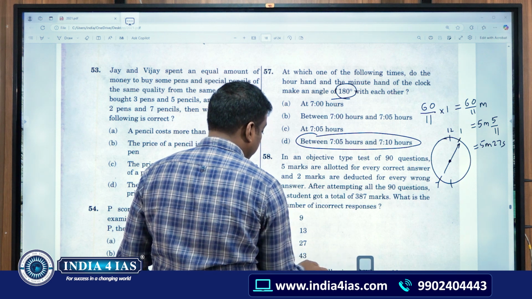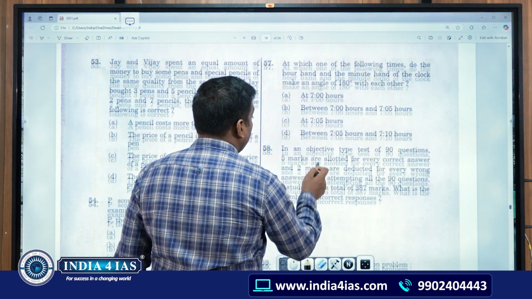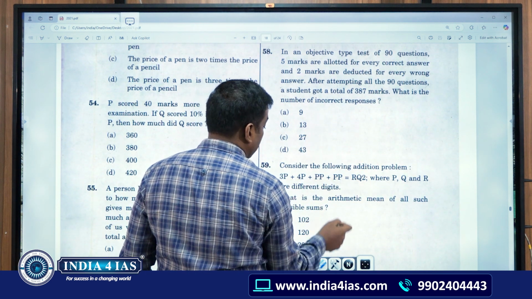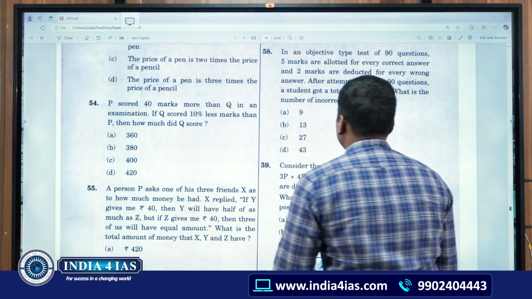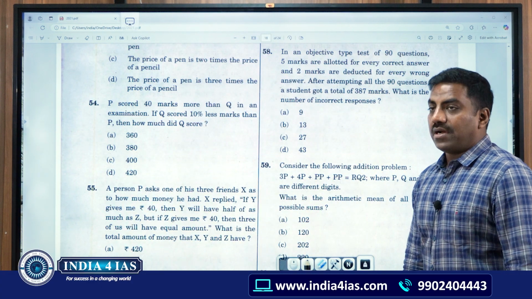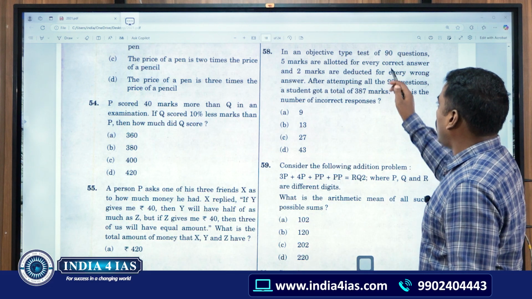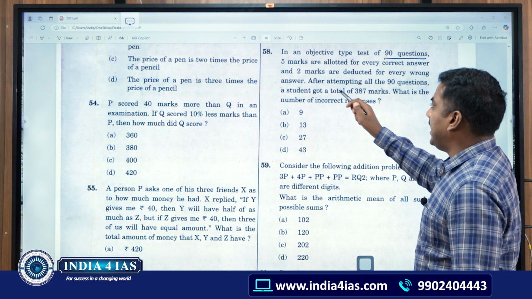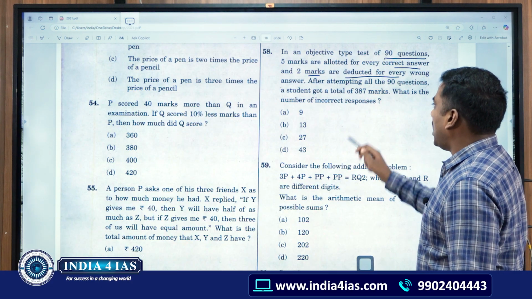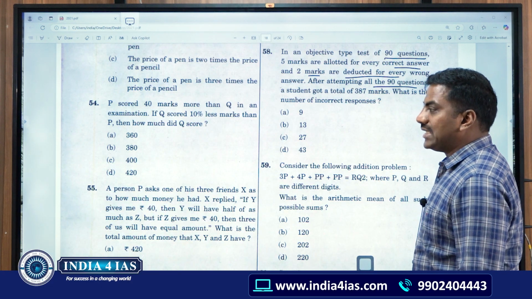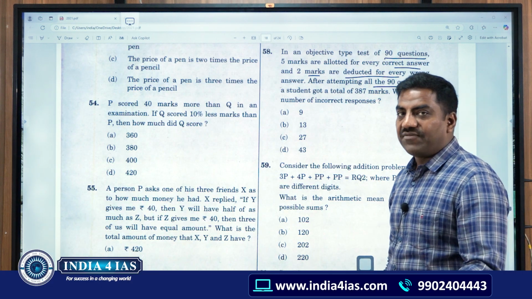Next, in an objective type of test, 90 questions. So this is as good as CSAT or any GS paper score calculation. Out of 90 questions, total questions are 90, 5 marks for every correct and 2 marks for every wrong. He has attempted all 90 questions, he has not left anything.